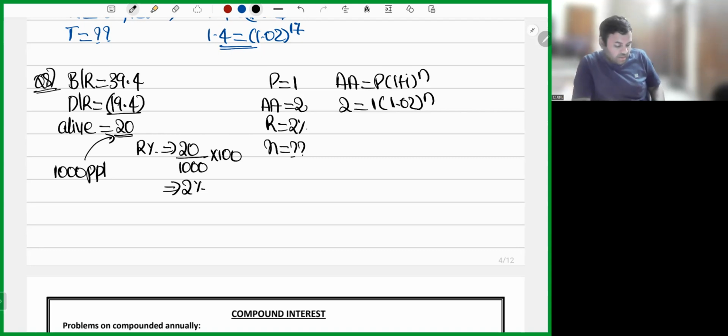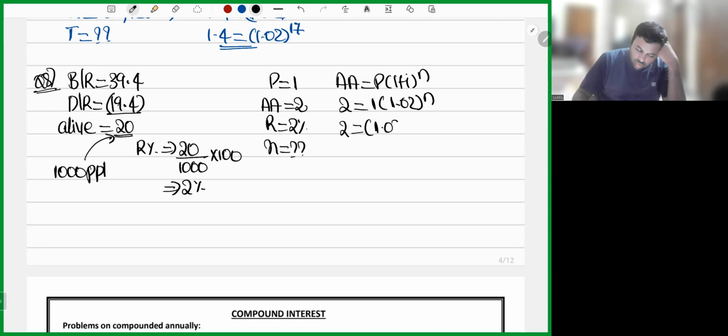Now again check in the calculator. Take 1.02 in the calculator into 1. Press equal to till you get 2. 1, 2, 3, 4, 5, 6, 7, 8, 9, 10, 11, 12, 13, 14, 15, 16, 17, 18, 19, 20, 21, 22, 23, 24, 25, 26, 27, 28, 29, 30, 31, 32, 33, 34, 35. At 35, you are getting 1.9999. That's nothing but at 35, you are getting the answer as 2. So 2 is equal to 1.02 whole power 35. Therefore, the value of n is equal to 35 years.